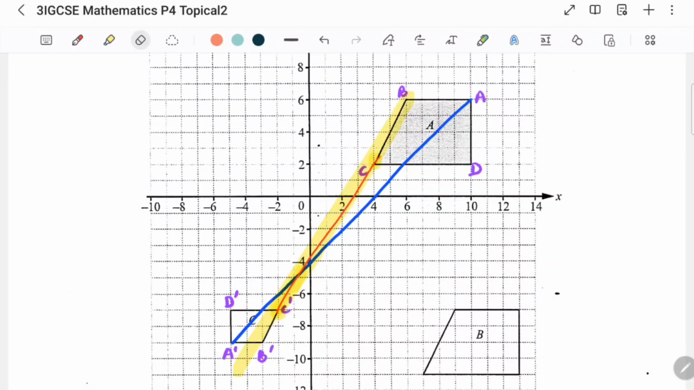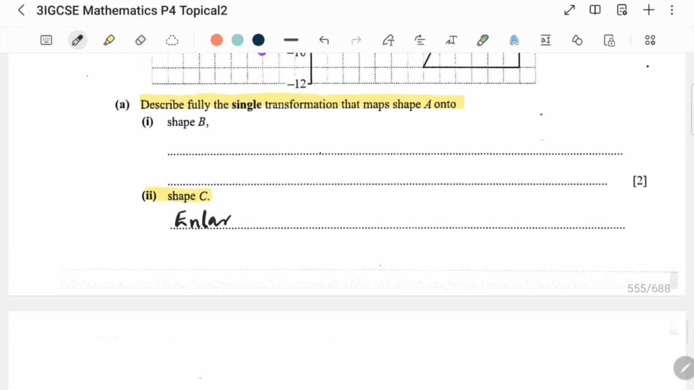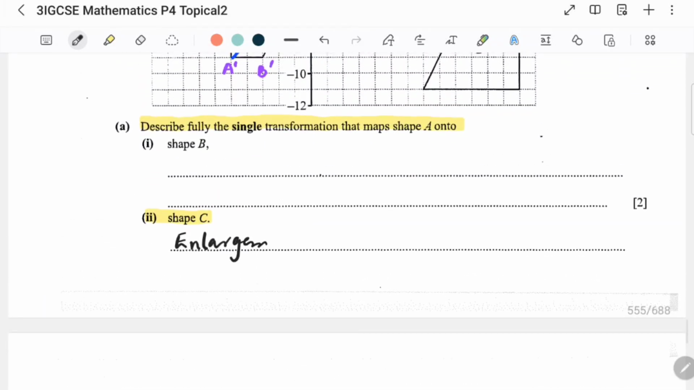Now only one point is left, that is D to D prime. Otherwise, if you don't join it, there is no problem. Let's do D to D prime. I've joined D to D prime and you can see the center of enlargement is 0 comma minus 4. So just write down this center, it is an enlargement, and it's again a 3 marks question, and the center of enlargement is 0, minus 4.